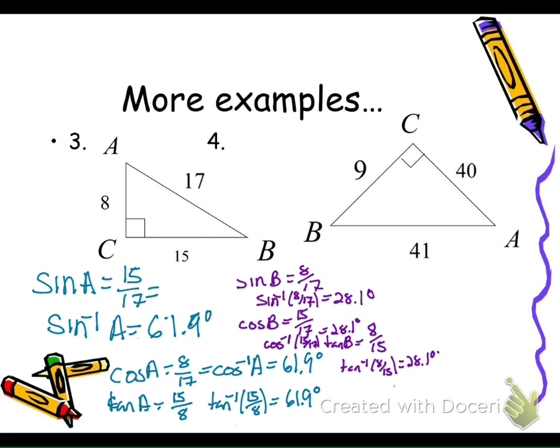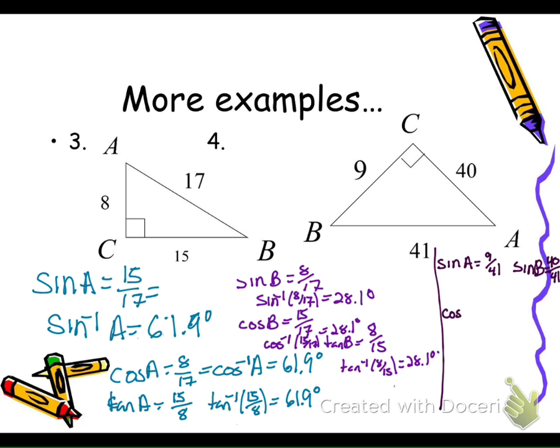Our second one here, I feel confident that you guys can set that up. I'm going to set them up with you, but I'm not going to make us solve for the angles right now. So we will do sine of A. Hopefully you guys did this. Was 9 over 41. Sine of B was 40 over 41.